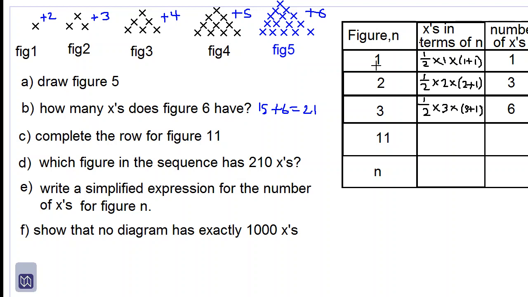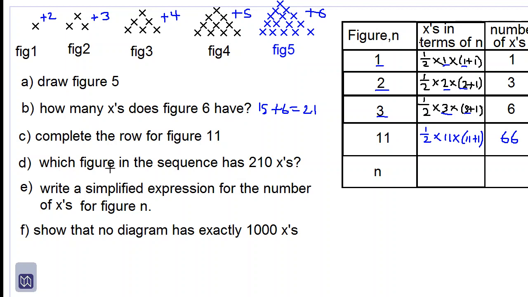Complete the row for figure 11. Okay, let's look for a pattern. We have a 1 here, a 1 here, and a 1 here. We have a 2 here, a 2 and a 2. We have a 3 here, a 3 and a 3. The half is constant and the 1 in the brackets is constant. So for 11, we write a half times 11 times 11 plus 1. So 11 plus 1 is 12 times a half. 2 into 12, 6. 11 times 6 is 66.